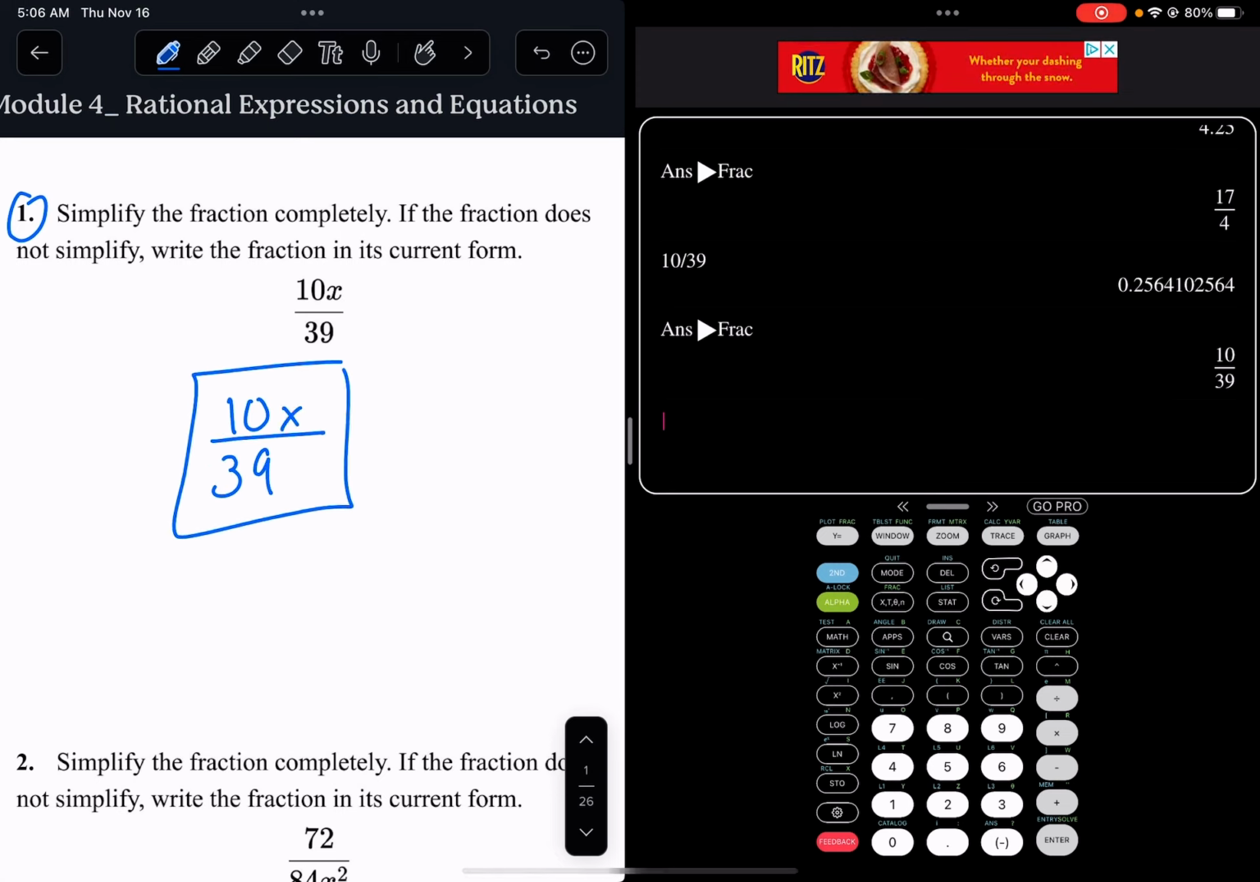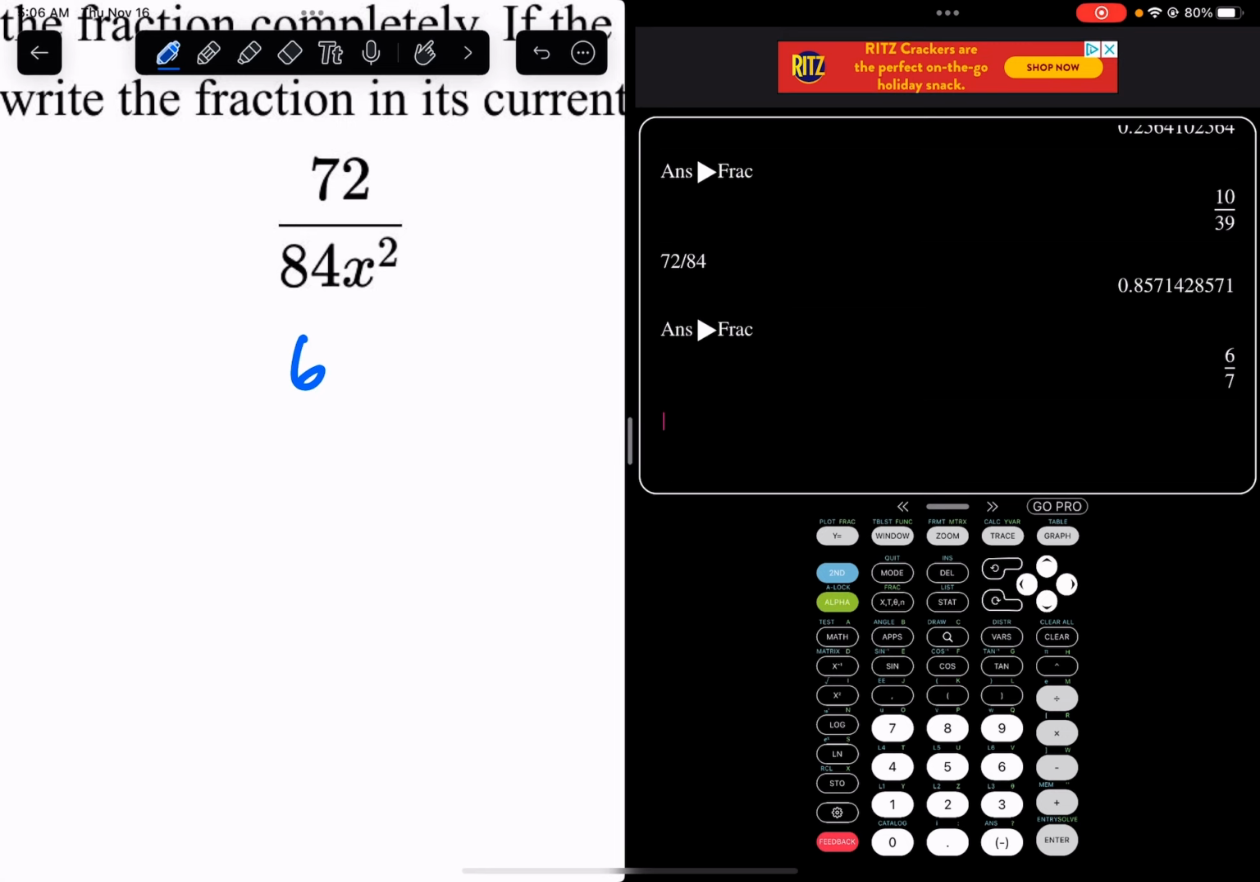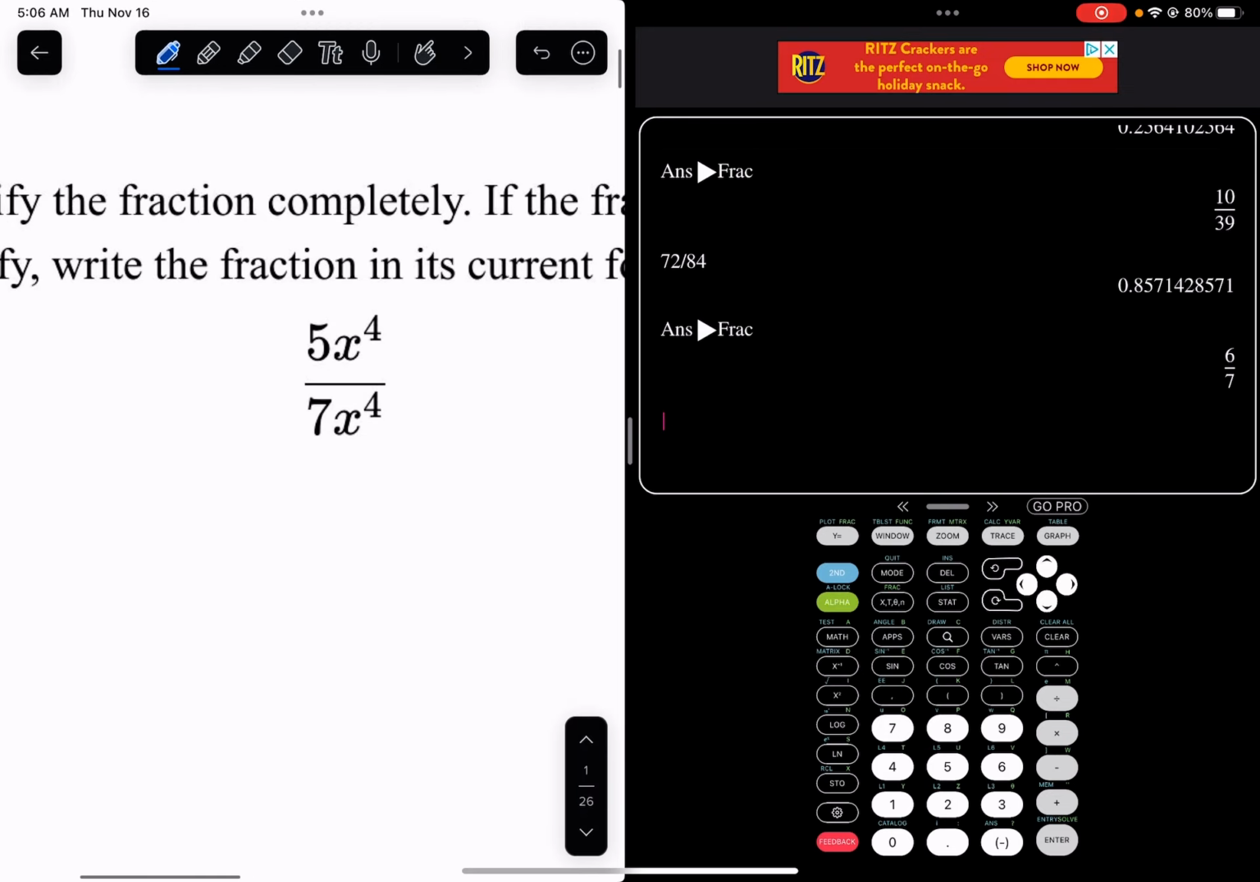Very similar. Let's go ahead and see how we can simplify 72 and 84. So we're going to do 72 divided by 84. Enter, and then Math Enter gives us a fraction. It simplifies to 6/7. And then we have an x squared on the bottom, and that's got to stay there because it has nothing to cancel with. All right, next one here.